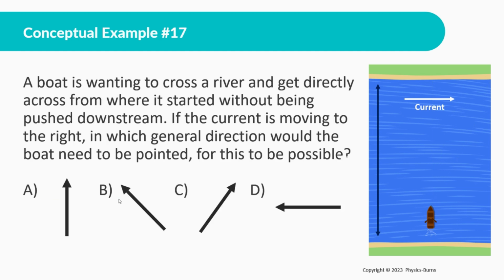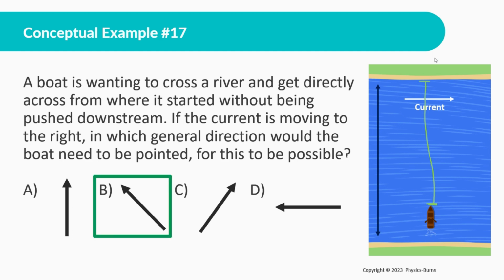A boat wants to cross the river and get directly across from where it started without being pushed downstream. If the current is moving to the right, in which general direction would the boat need to be pointed for this to be possible? Okay, so now this time you're not trying to go downstream. So you're trying to go directly across, sorry, I know that's not a perfect line, but directly across like this. You do not want to go downstream at all. So which way would you have to point the boat?